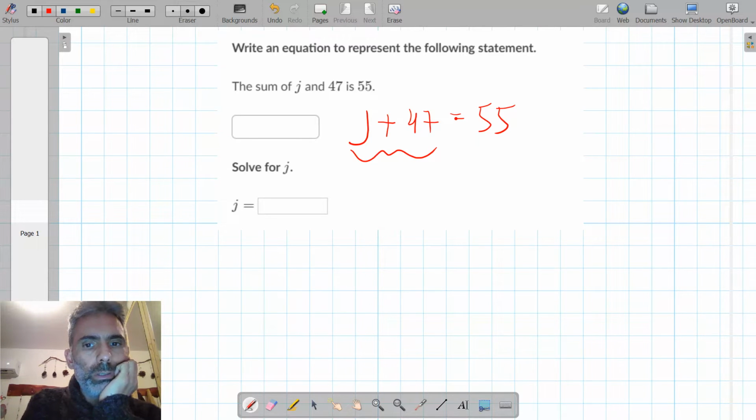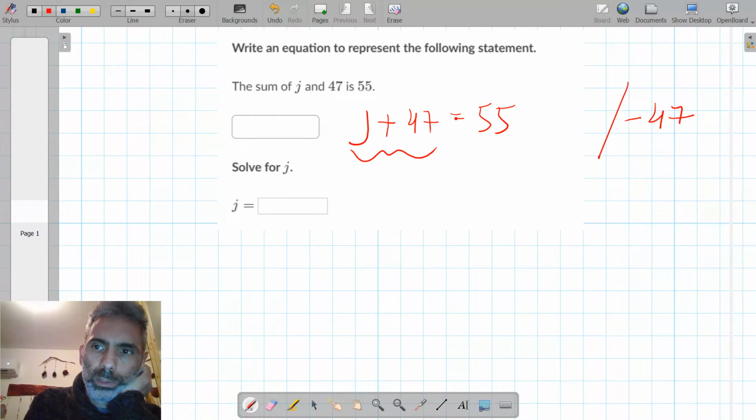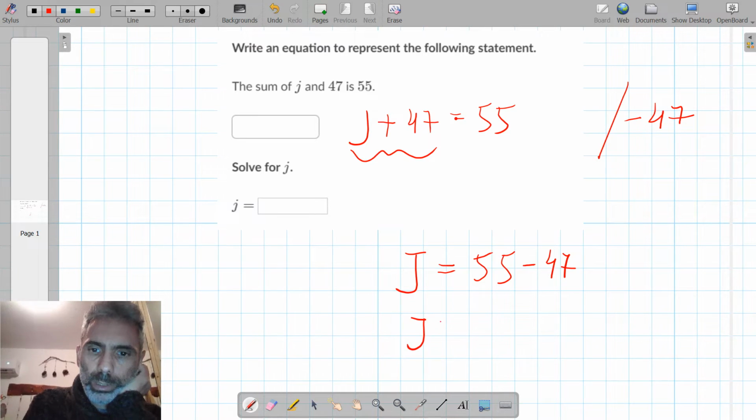Solve for j. Okay, so we need to subtract 47 from both sides of the equation, and on the left hand side we are left with j, and on the right hand side of the equation we need to subtract 47 from 55, which means j equals 8.